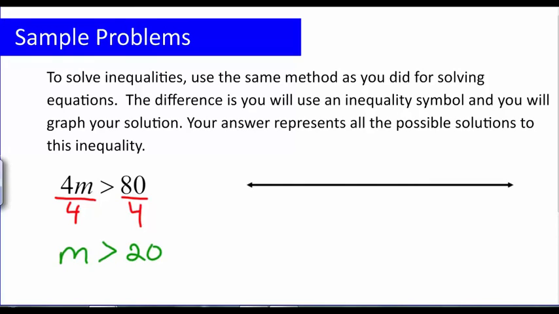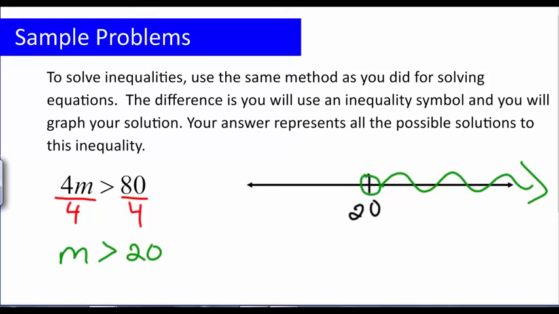I want to mark my boundary on my number line now that I graph this. And m is greater than 20, which means m cannot be 20, so I have an open circle. And which numbers are greater than 20? Well, 30 and 40 and 50 and 60, everything to the right of 20 is greater than 20. So I'm going to graph my solution to the right of 20.